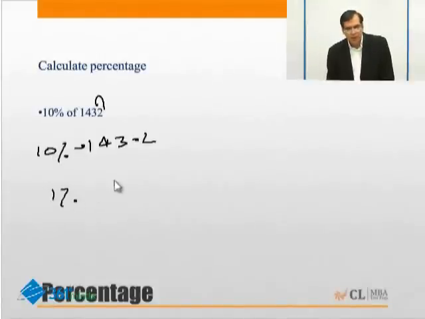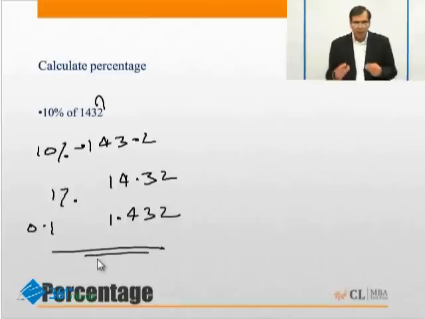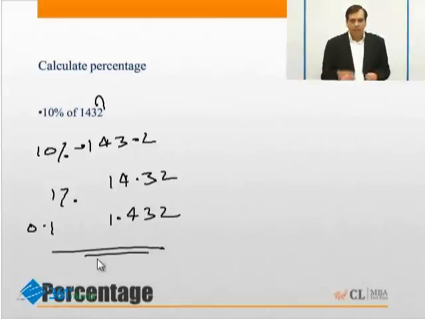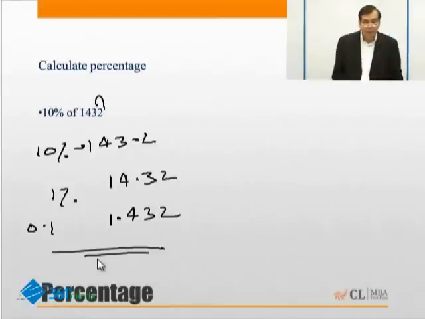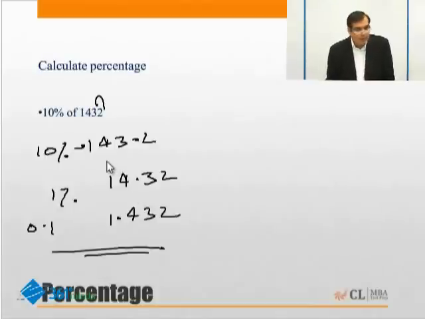What is 1%? 1% is 14.32. What is 0.1%? It is 1.432. So when you are looking at any number, the concept to be remembered is that it is very easy to calculate 10% of a number, and if you can calculate 10% of a number, you can calculate fractions or multiples of that also. For example, what is 30%? 10% is 143.2, so 30% should be this into 3.